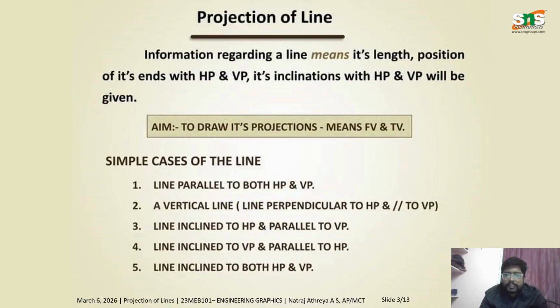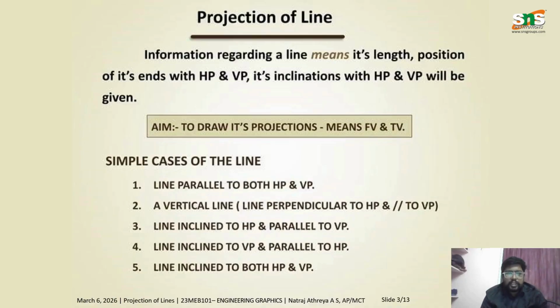So what are the simple cases of a line? A line can be anywhere in space, right? With respect to the horizontal plane and vertical plane. There are five cases in which a line can be situated and thus projected. The first one is a line parallel to both HP and VP. So the line is parallel to both the horizontal plane and vertical plane.